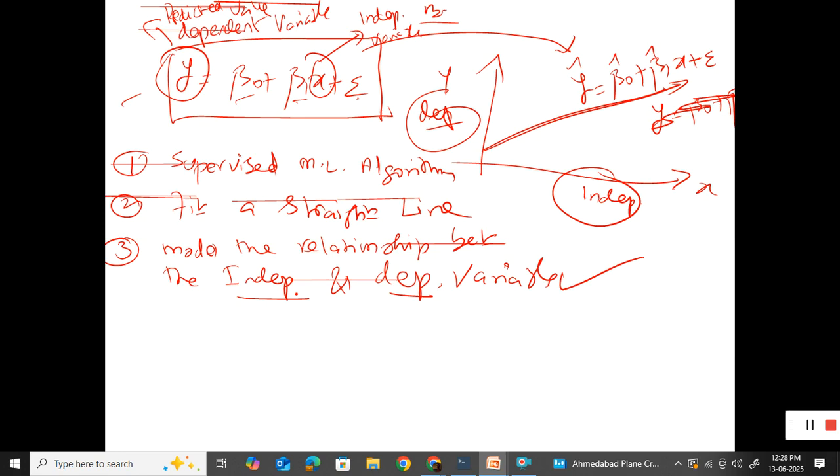Okay, why is linear regression required? It is simple and interpretable, and it is used to predict the future values. Apart from this theoretical thing, the key objective of this one is to predict the future values based on past data.